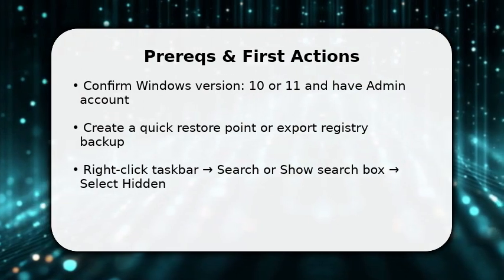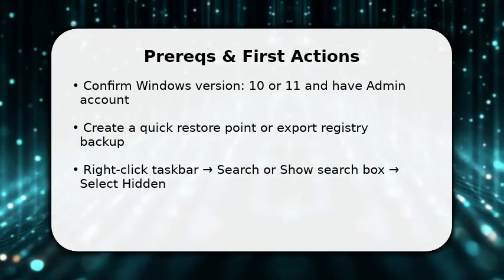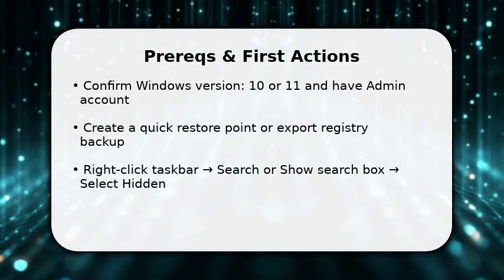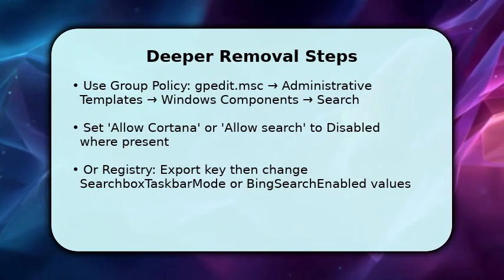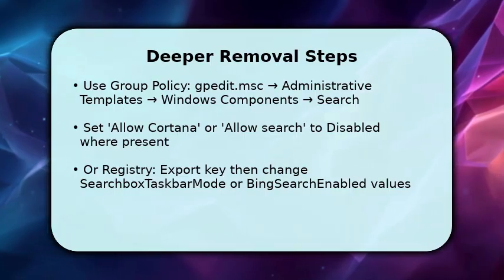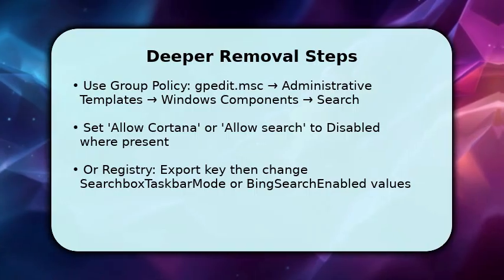If the taskbar option didn't fully remove search, use Group Policy or Registry Edits. You open gpedit.msc and navigate to Administrative Templates, right arrow Windows Components, right arrow Search. Then disable search features such as Cortana or Integrated Search.